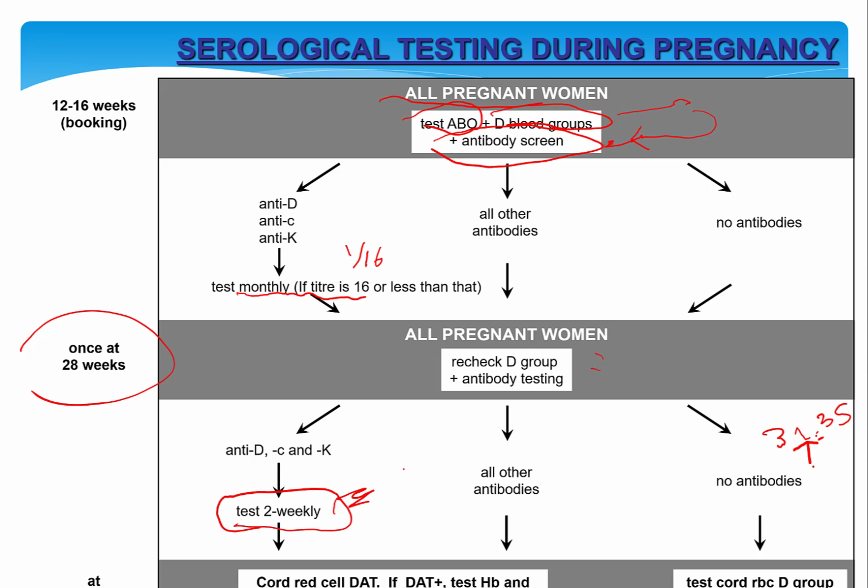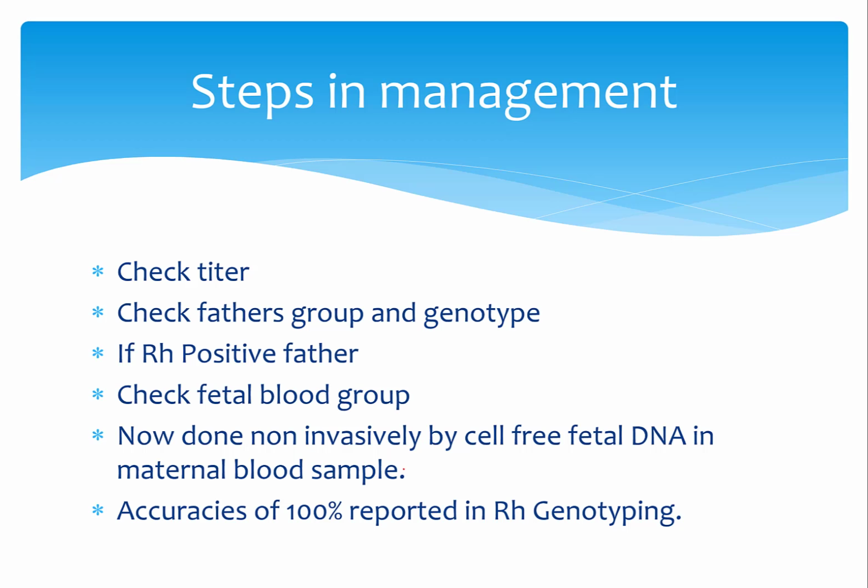After delivery, get another sample from the fetal cord blood for a direct Coombs test, hemoglobin, serum bilirubin, and retic count if the baby has been sensitized, and to determine the baby's blood group. And if the baby is positive, we give anti-D. So this is generally the process which follows.